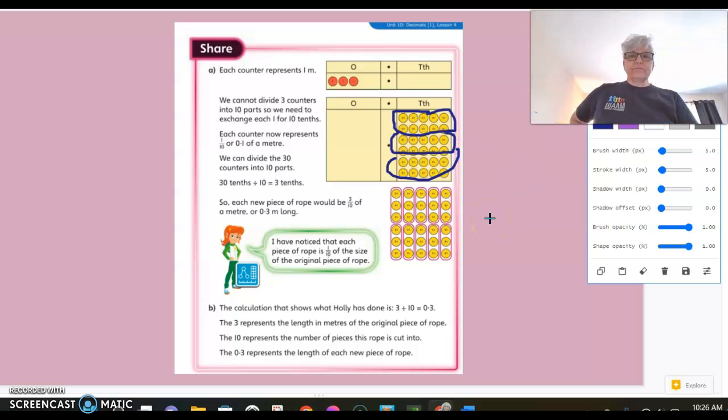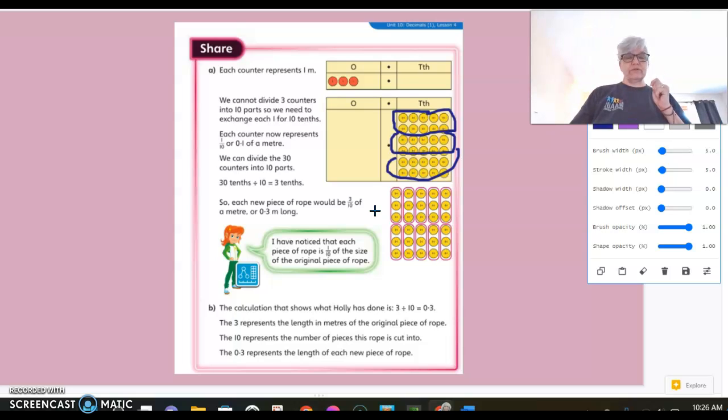And so now each counter at this point equals 0.1 or 1/10 of a meter. And then it's easier to divide. We can divide the 30 counters into 10 parts, and we find that we end up with 3/10 in each group. And so you can see that now each piece of rope would be 3/10 of a meter or 0.3 meters long.